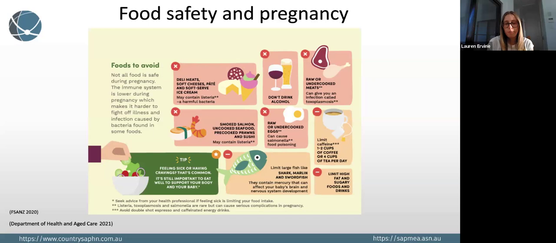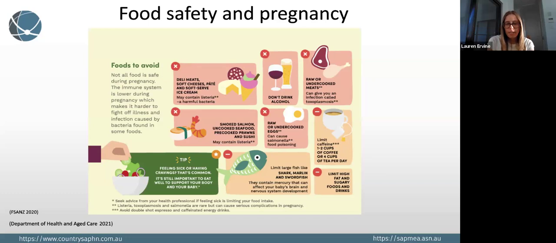The biggest things would be charcuterie board favourites, so soft cheeses, pâtés, that type of thing. Deli meats, all of those things would be out during the pregnancy. They can cause risk of listeria.